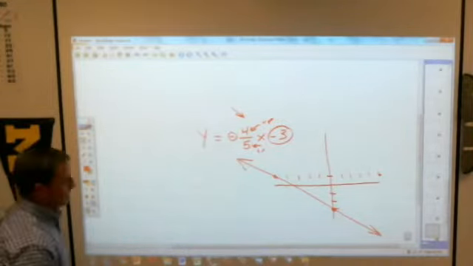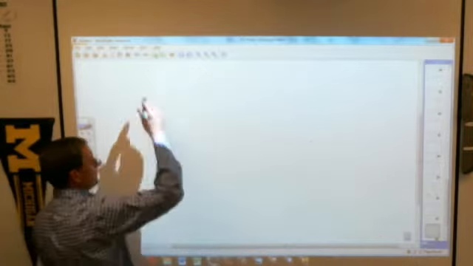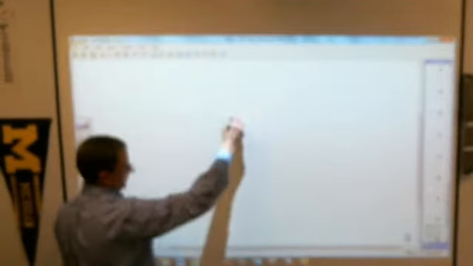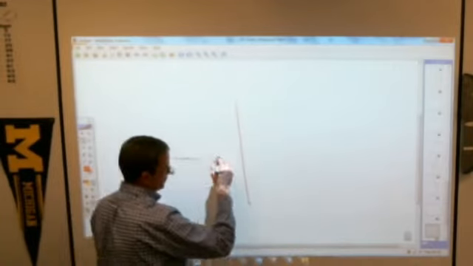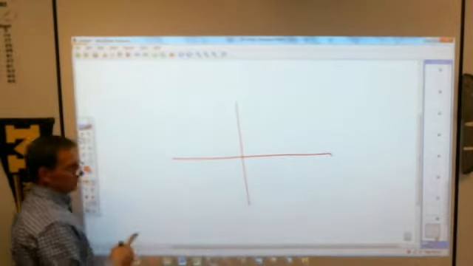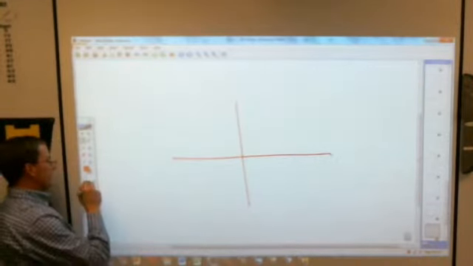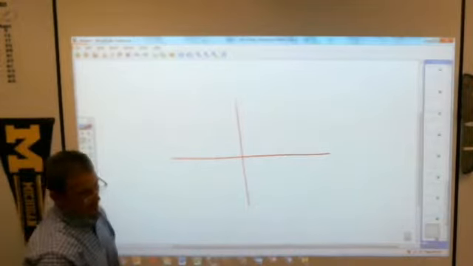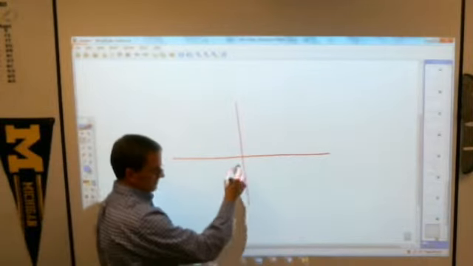Now, unfortunately, that's not the end of the story, children. We've got this down. Not only should you be able to go from a linear equation to a graph, but you should also be able to go the other way around, which means this.